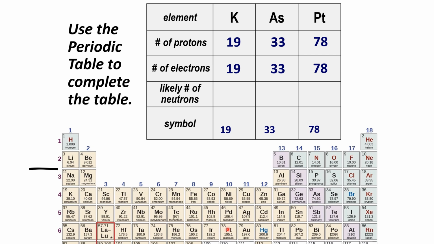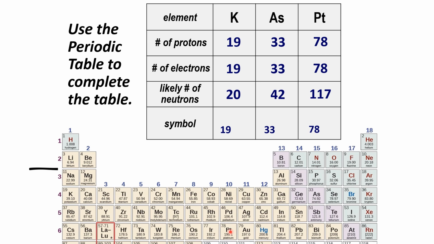So for example, with potassium, we have 39. Subtracting 19, we will have 20. And with arsenic, we have 75, subtracting 33, and we have 42. And the platinum, same method applies. Platinum is number 78. We have 195, subtracting 78, and we will get 117.